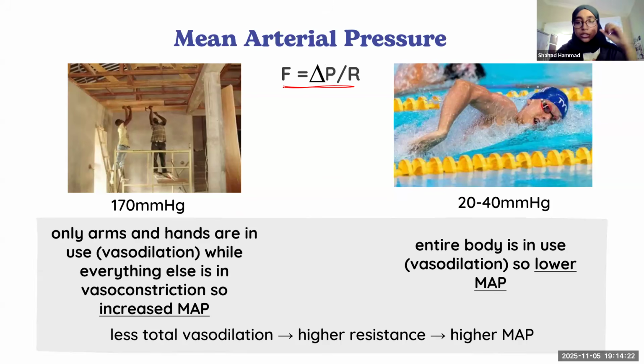So if the resistance is increasing, that means it's stopping the blood flow more effectively, and that means the flow will decrease. Now, if you put this in the perspective of these two pictures, on the left-hand side, we have these two guys over here, who are building something on the roof, and they're only really utilizing their arms and their hands. So what do you guys think is going to happen to the vessels in the arms and the hands?